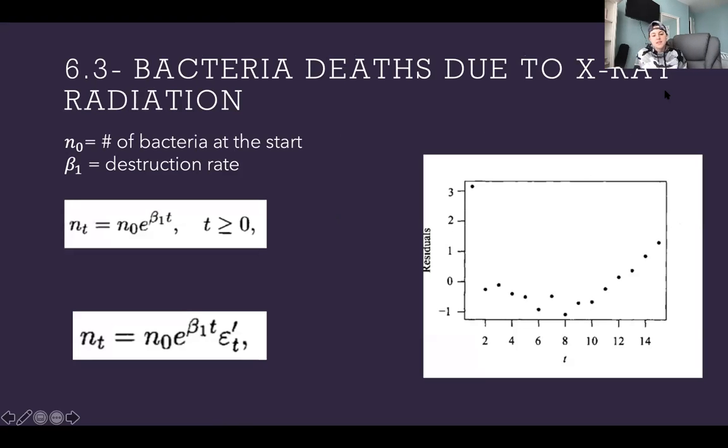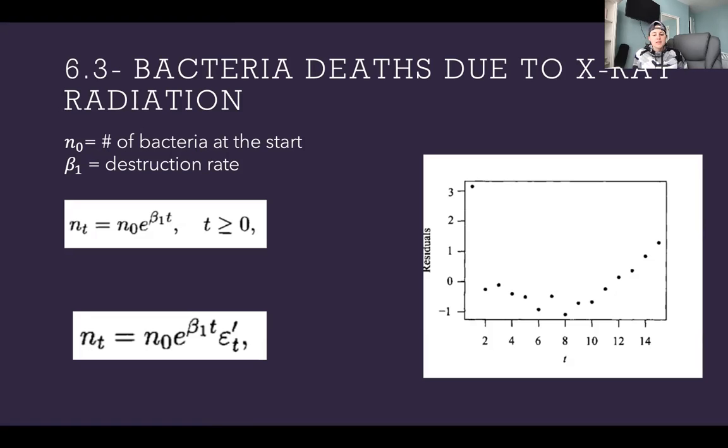This gives us an example of transformations using a study done on bacteria deaths due to X-ray radiation. So they are testing marine bacterium following exposure to 200 Kelvin of X-rays. The response variable in this case would be n sub t, which is the number of bacteria surviving after the exposure times t.